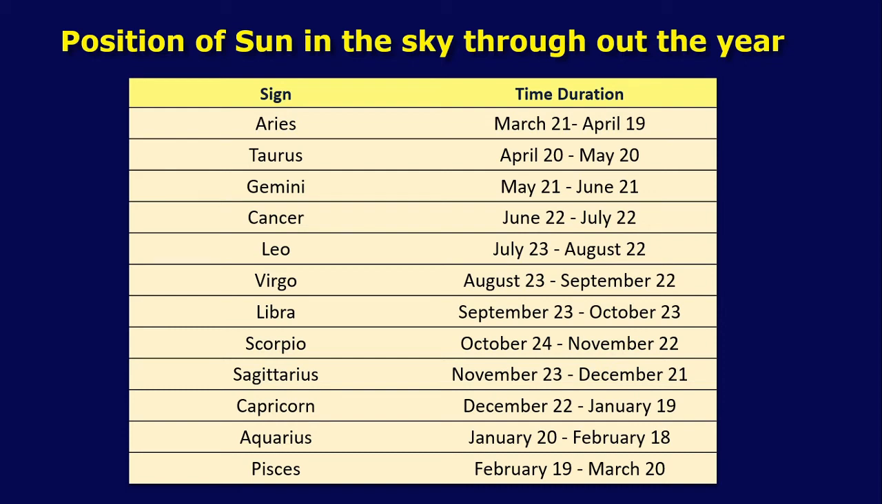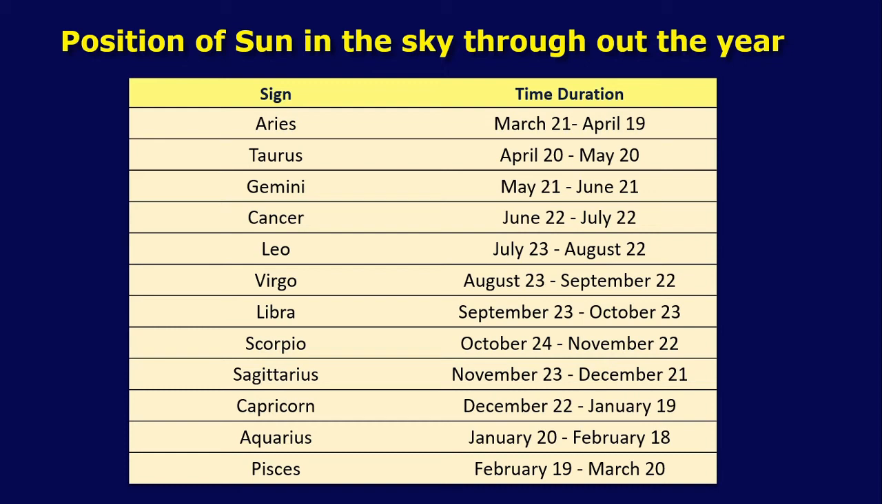Let's take an example. Suppose a person is born on 1st April. From this chart you know that the sun on 1st April is in Aries sign.